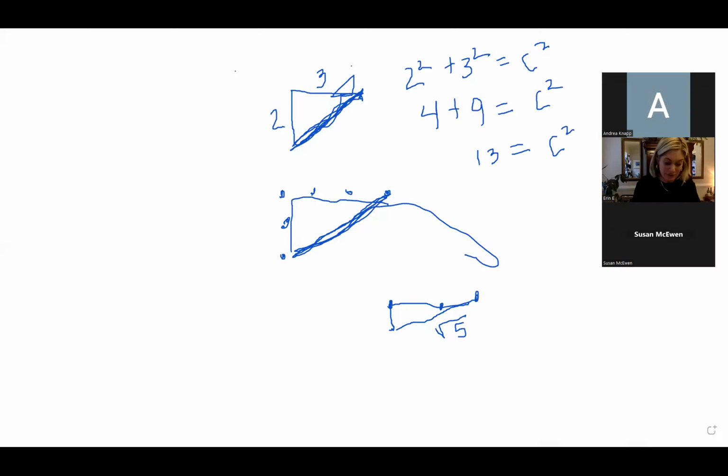What problem are we on? We are on 13-3, problem number 4. Number 4 from 13.3A.